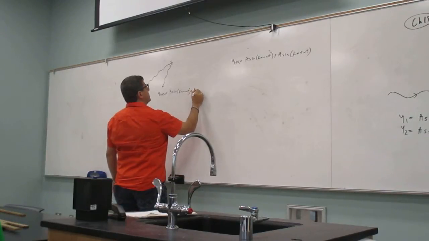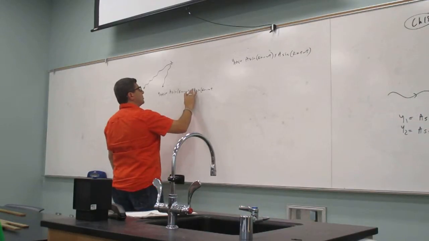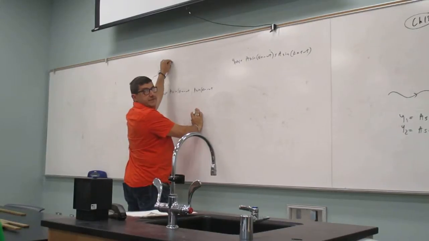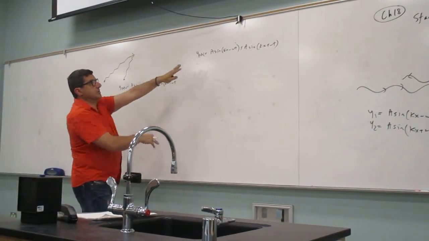Plus a sine of kx minus omega t. In that case, we were focusing on the fact that by the time they get there, they're off phase from each other because they've traveled different distances. Here we're not focusing on that.